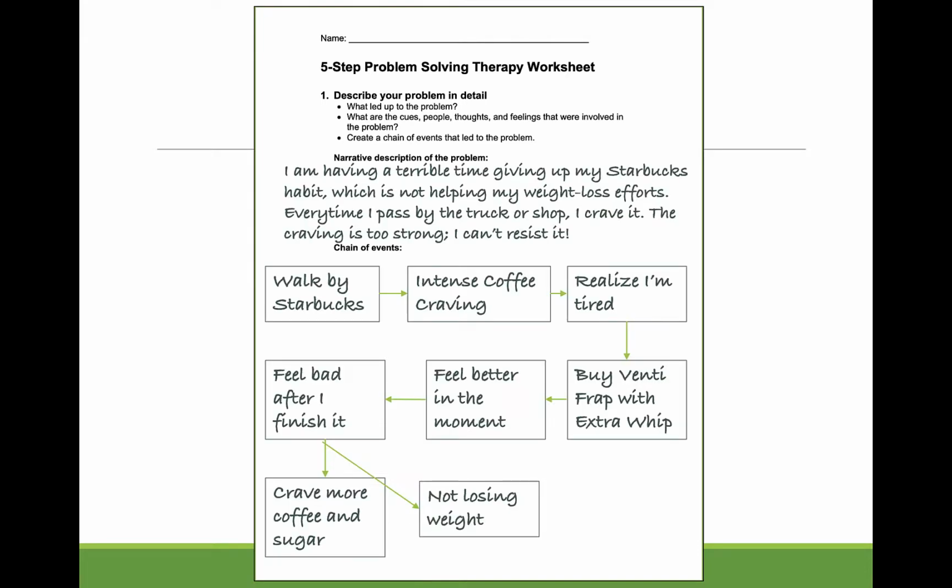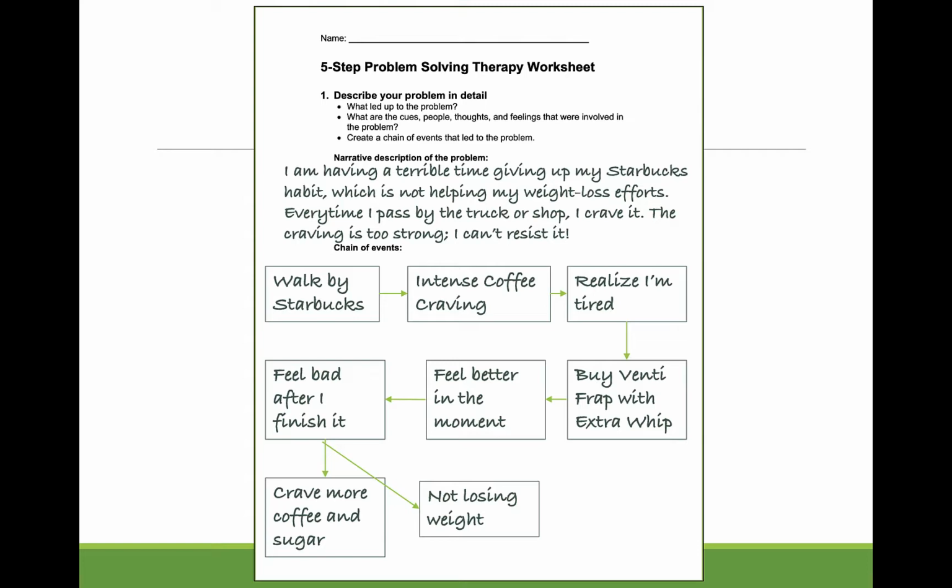So you will have your client first answer these open-ended questions and provide a narrative description of the problem. And then you will work with them to develop a chain of events that accurately reflects what's going on in their situation. For example, let's say we're working with a client who wants to change their coffee drinking habits. They know that they are addicted to Starbucks coffee, and they know that drinking all these sugary, high-calorie drinks are not helping with their weight loss efforts.